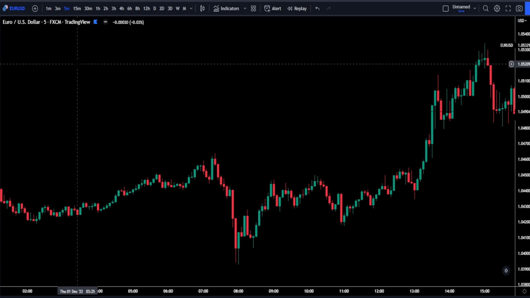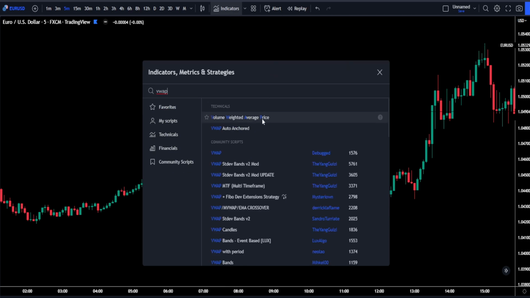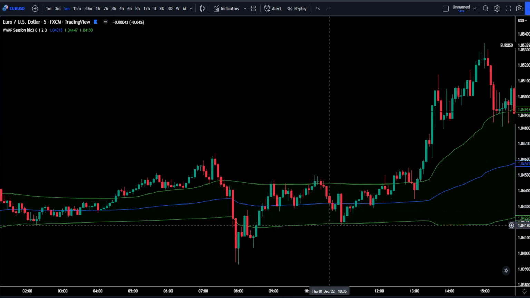So for the first indicator, we will need to navigate up to our indicators tab and type in VWAP, or volume weighted average price. The VWAP is a technical analysis tool used to measure the average price weighted by volume. This indicator is good for scalping, as it determines the overall direction of the price. It is similar to moving averages in the way that when the price is above the VWAP, the price of the assets is rising, and when the price is below the VWAP, the price will be falling.